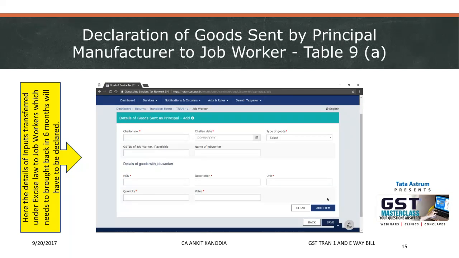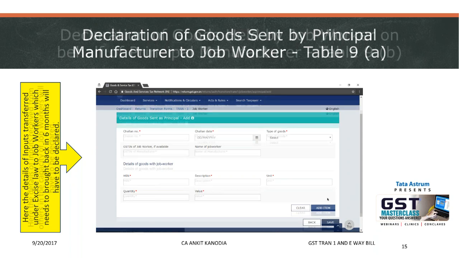But if the job worker does not send it within the 6 months of the appointed day, and the job worker is unregistered, you have to reverse your ITC, and whenever you sell the same, then only you can take the ITC, otherwise not. So to comply with this provision, table 9A is there.